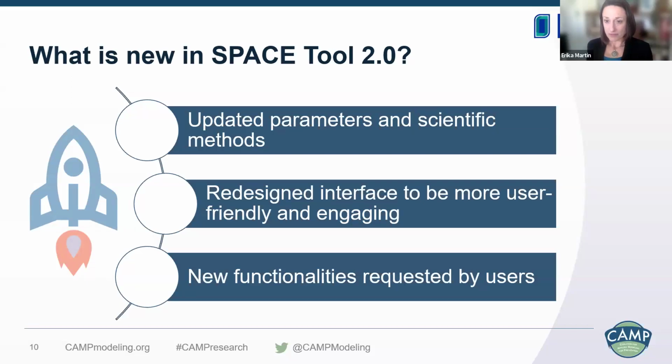So some of you may be familiar with the original model, and Space Tool 2.0, which we just released in February, uses very similar scientific methods as the original model, but it has several improvements. The first is that its parameters and methods are updated to incorporate the most recent scientific evidence. Second, we redesigned the interface to be more user-friendly. And the third is that we added new functionalities that would meet the information needs of users. And I'll explain this a little bit more when I give the tour of the model.